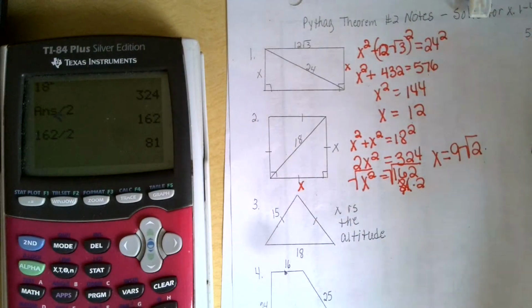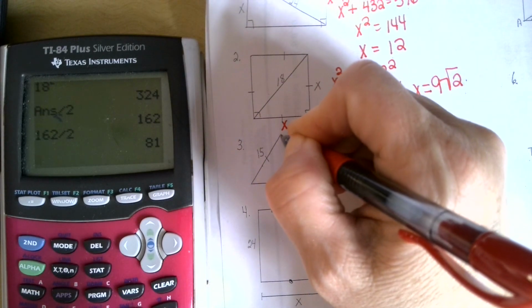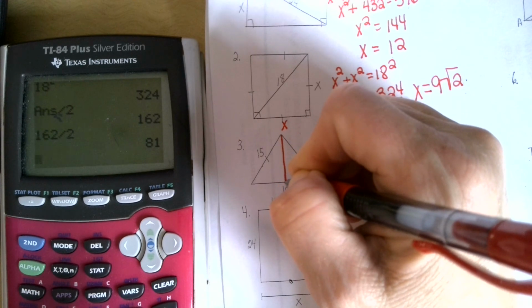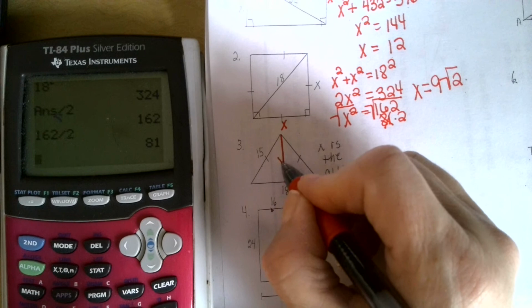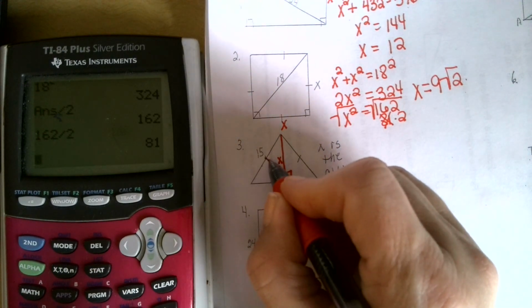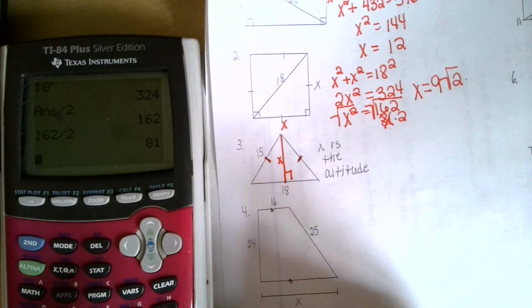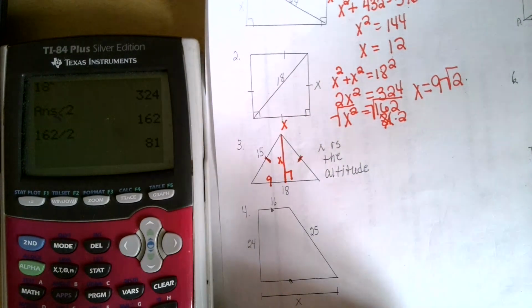All right, next problem. X is the altitude. So you now have had that word, altitude. Is that segment there? That segment is going to be perpendicular. X is what we're trying to find, and it does break the 18 in half when these are equal. Okay, so basically I've got a 9, a 15, and an x.